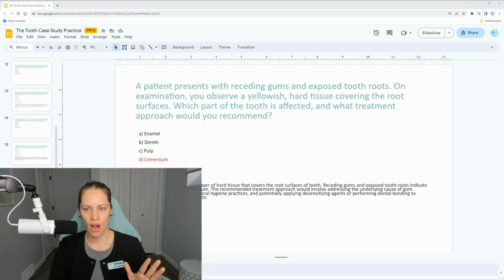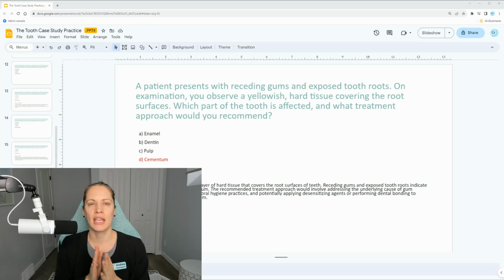So all of that is a lot, right? But think, if you have receding gums, the tooth root is showing, what do you do? First of all, you're going to determine what happened. Why did the receding gums happen? Why does the patient have receding gums? It could be from brushing too hard. So you don't want them to continue brushing too hard and make the receding gums worse. You want to help them.